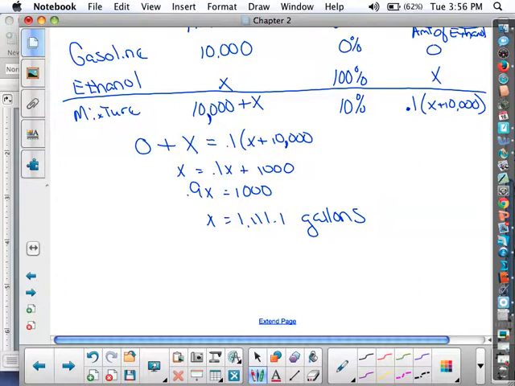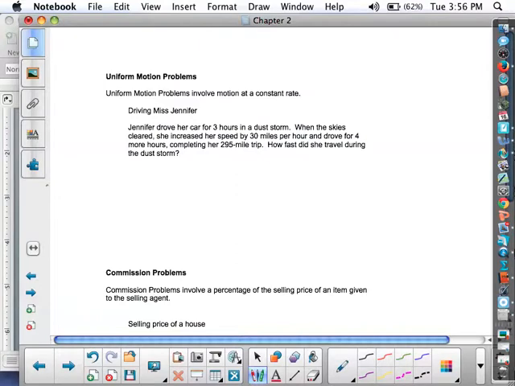Two more to go, and then you will not have a video tomorrow night. So just two more to go today, no video tomorrow. Next one is uniform motion problems. Uniform motion problems involve a constant rate. So let's look at this.